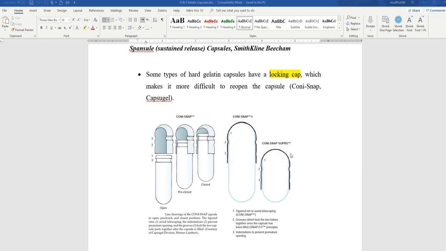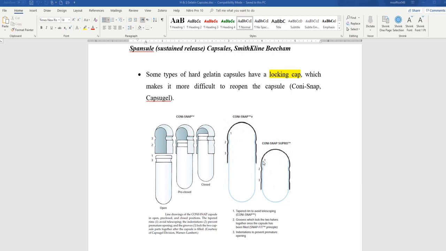After closing the Coni-Snap Supro, after putting it in closed position, it will be difficult to remove the cap. Why? How are you going to hold it? You will hold this one and this one, right? But this one is difficult to hold because it is curved. So you will not be able to hold this one because it is curved, so you will not be able to detach the cap from the body.